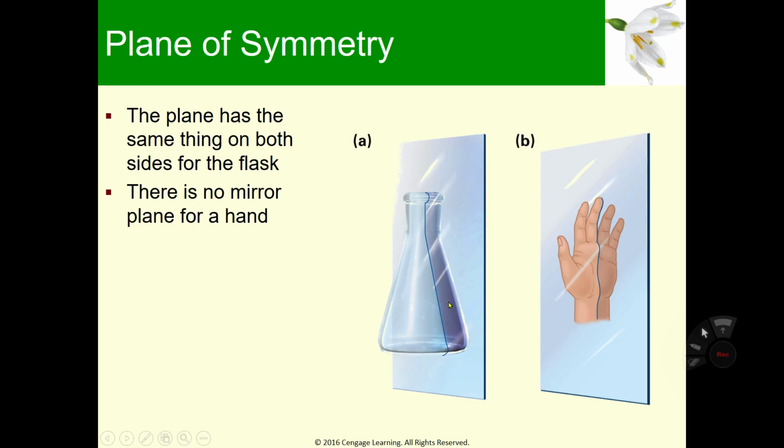Let's take an example here. This is a flask. This is your left hand. You can immediately tell this is a left hand, right? You know this is not a right hand. That means the left hand is different from the right hand.